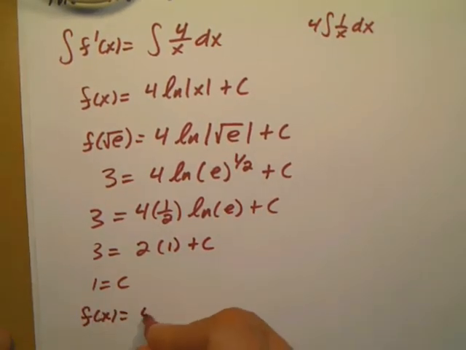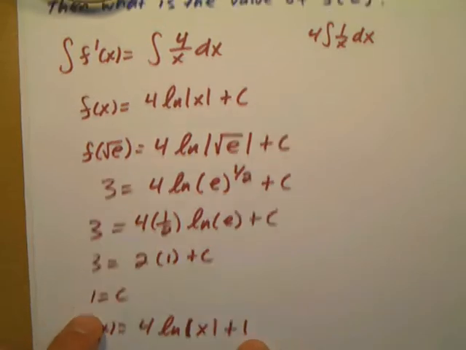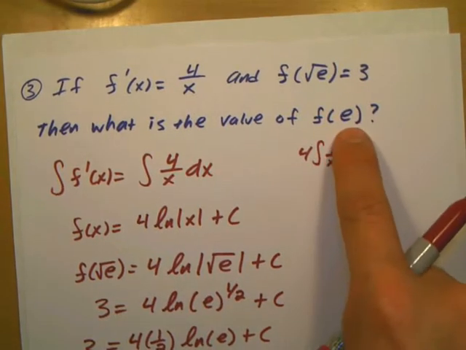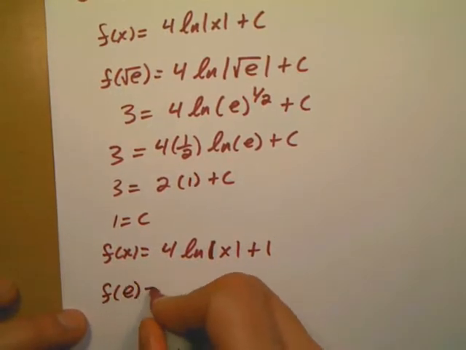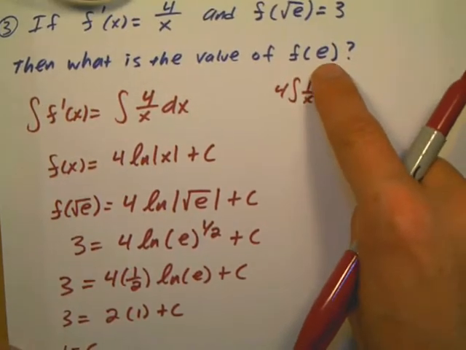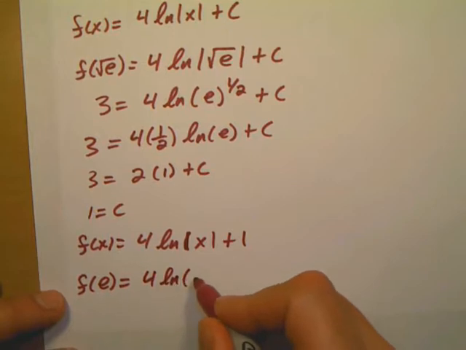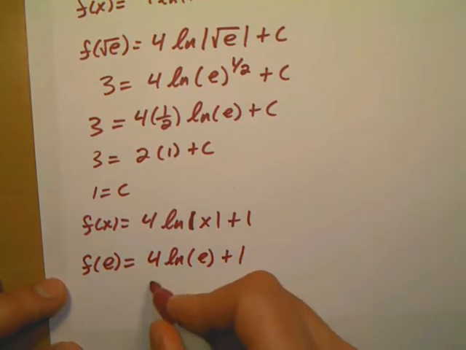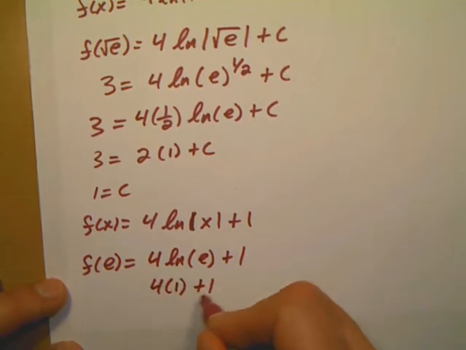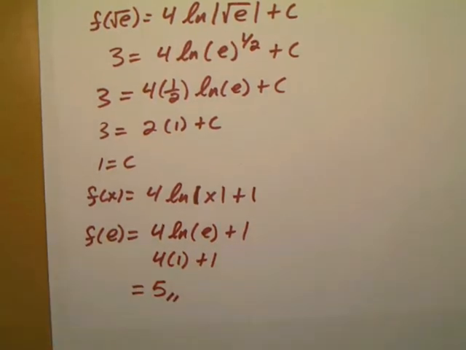So now that I have my function, ln of absolute value of x plus 1, which is my c value, they wanted us initially to plug in 3. So now it's just going to be f of 3. Sorry, f of e. Excuse me, I got my e's and my 3's confused. They wanted us to plug in e into our function, so it's going to be 4 ln of e plus 1, which is basically saying 4 times 1 plus 1, which is equal to 5.